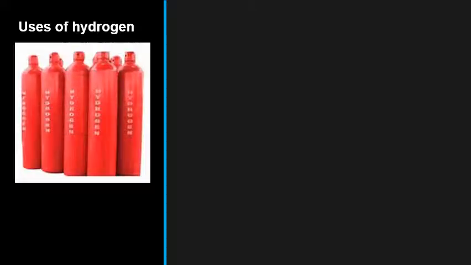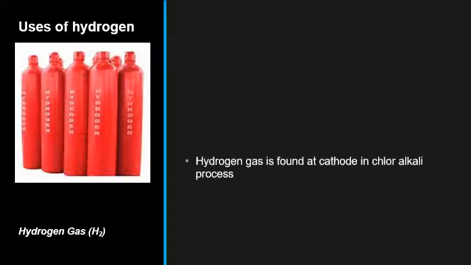Yes, we'll continue with the next gas, that is hydrogen gas, that is formed in the chloralkali process. We will see what are the uses of hydrogen. What is the formula of hydrogen? H2. Good. Is it a gas? Yes. So now these gases are stored in the cylinders. These are the hydrogen cylinders. What is the formula for it? H2.